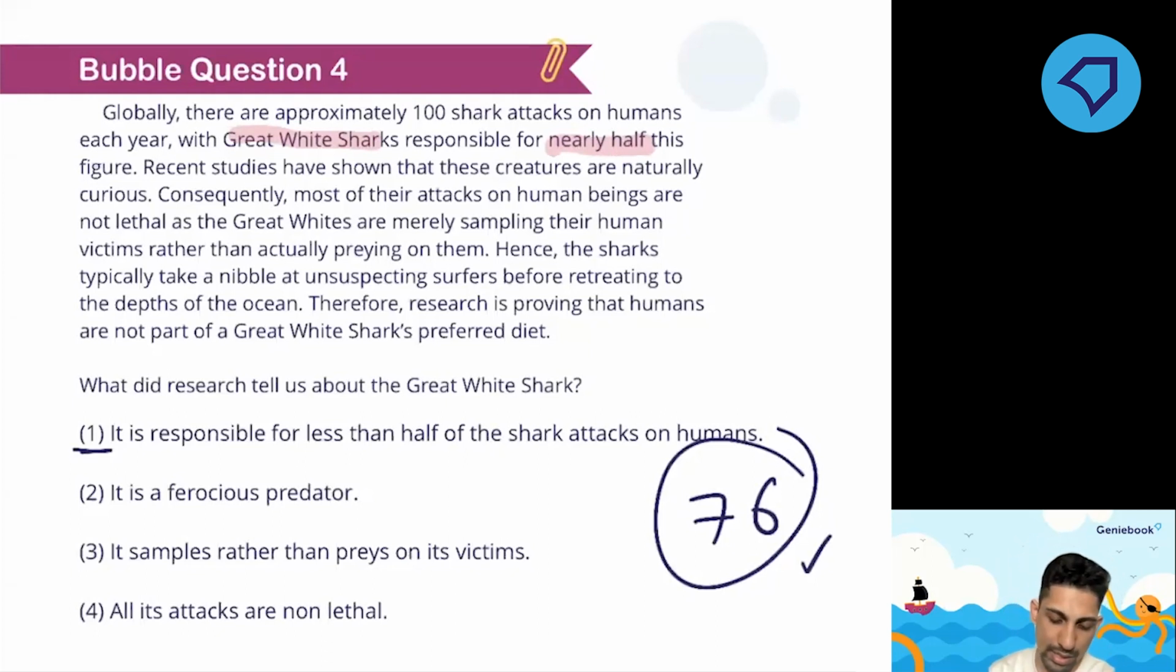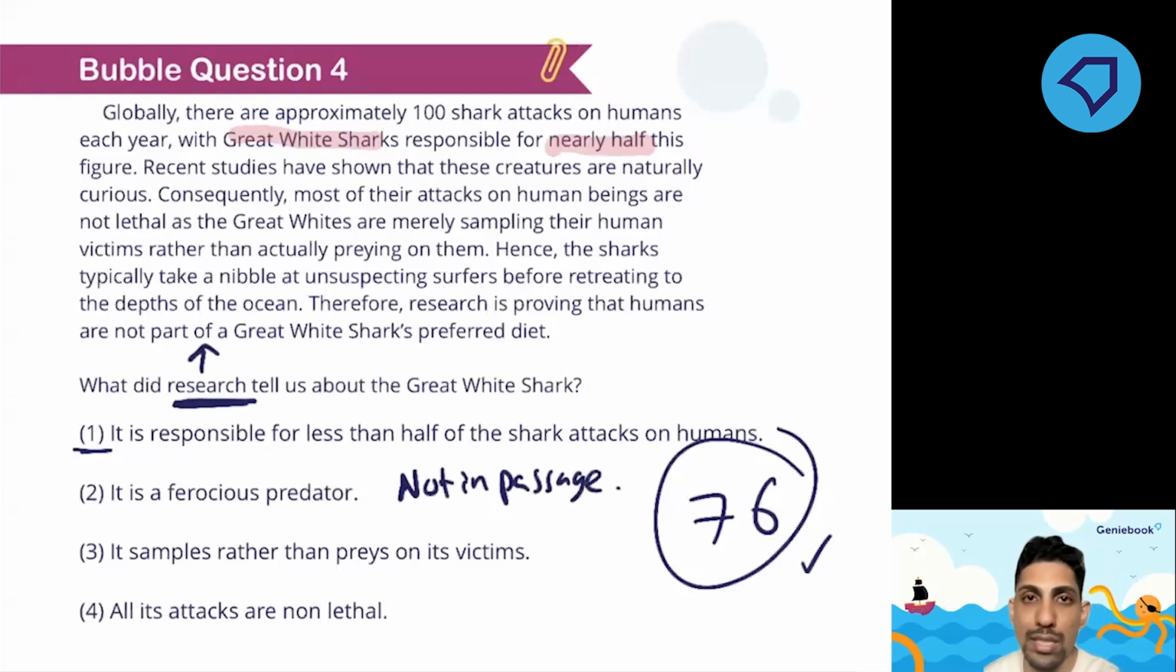Okay, let's look at number two. It is a ferocious predator. Maybe you and I know that, but the question asks you about the research. So check in the passage. Is this in the passage? No, it's not. So don't use this. Answer according to the passage and what the question asks you. Okay. How about number three? It samples rather than preys on its victims.